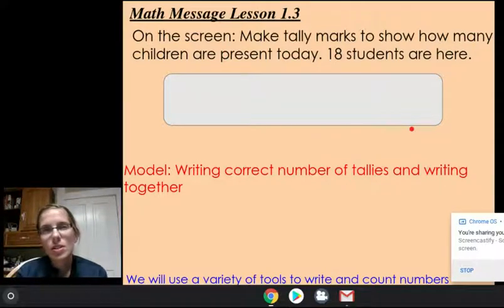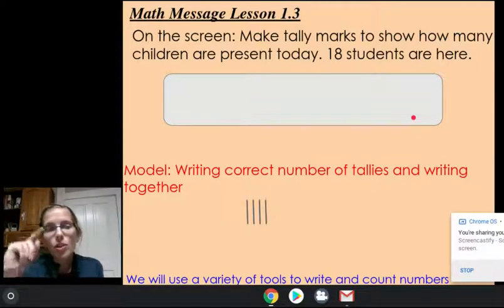Okay, on a piece of paper, I want you to think about how would we make 18 tally marks? What do we do to make 18 tally marks? Pause the video and draw 18 tally marks. Okay, I want you to look at my tally marks, please.